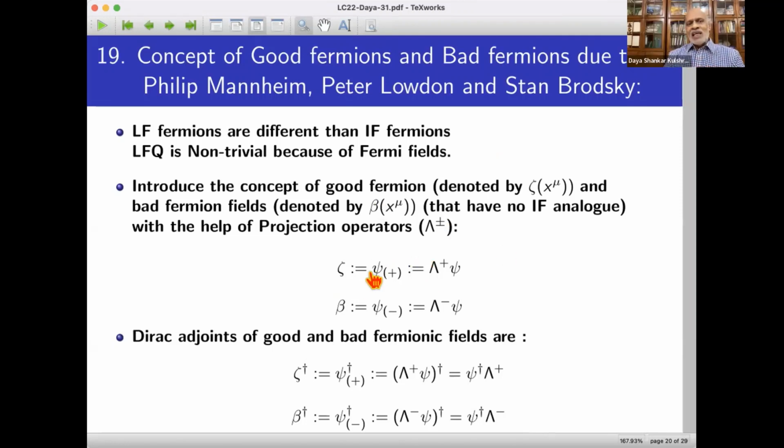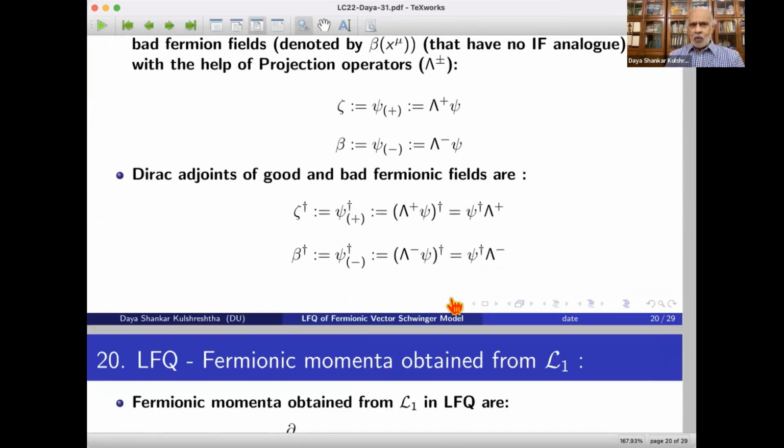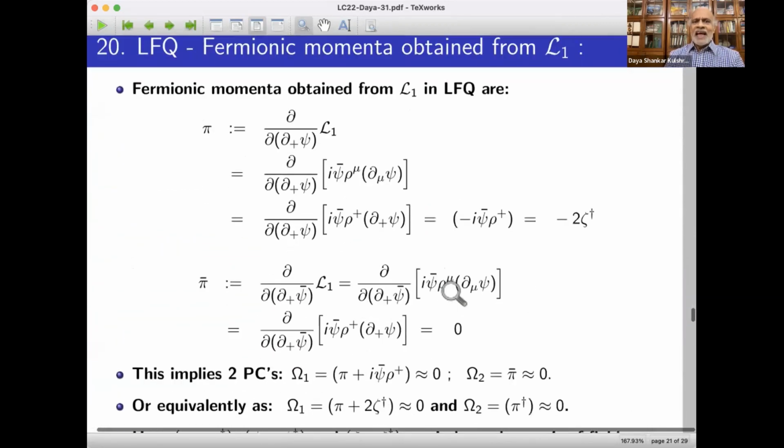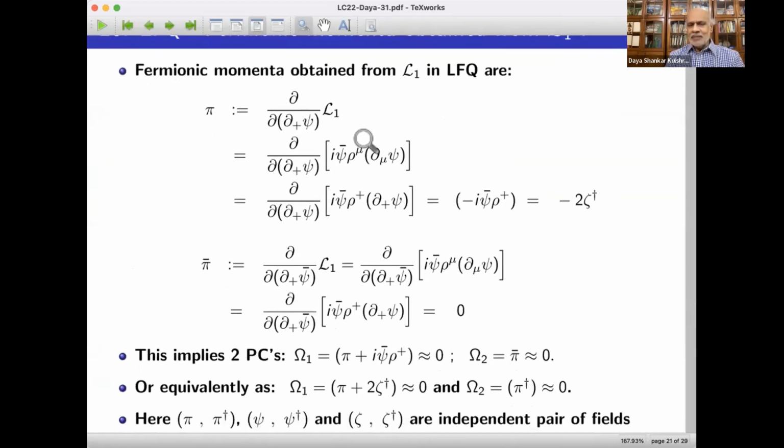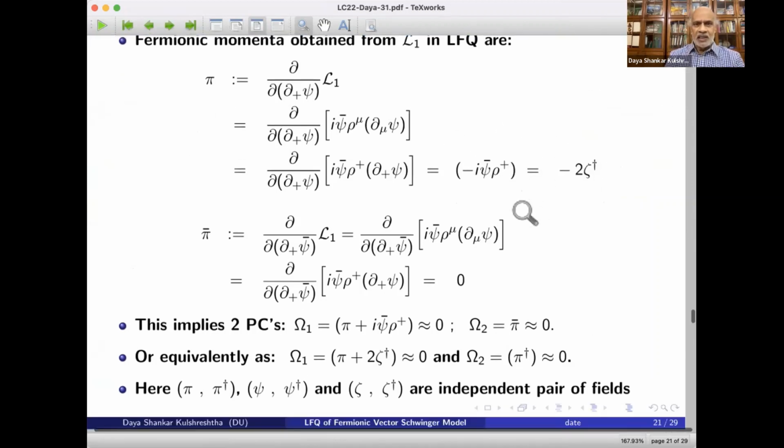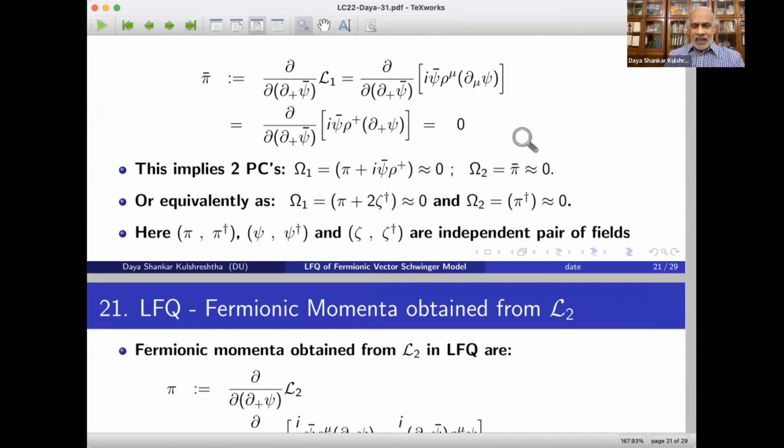Okay, thank you. So I construct the zeta and beta, my good and bad fermion fields, defined in terms of the projection operators. And I again obtain the canonical momenta. Here now it's minus 2 zeta dagger. But please notice that if I did not have these good and bad fermions, zeta dagger, then I would have a rho plus here, and eventually I would need to invert that, and I would not be able to invert it. So that is the help of this formalism.